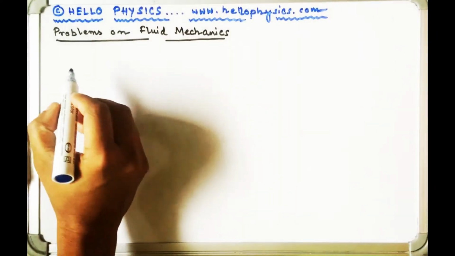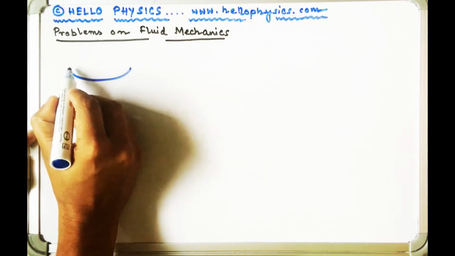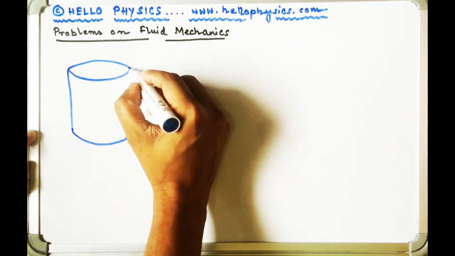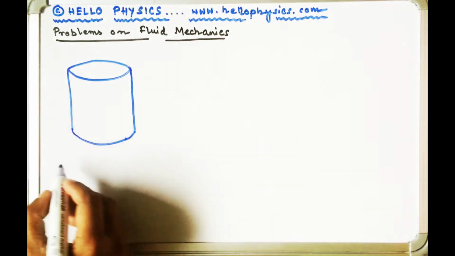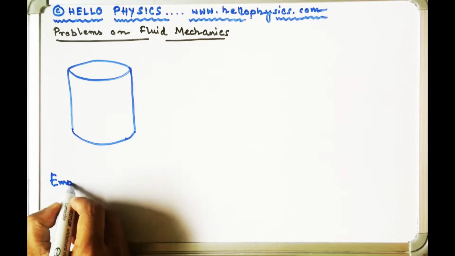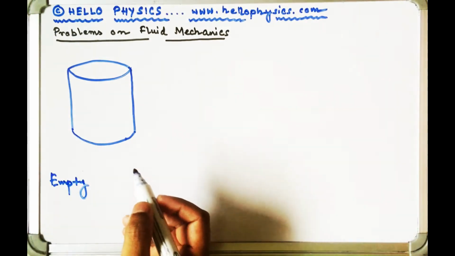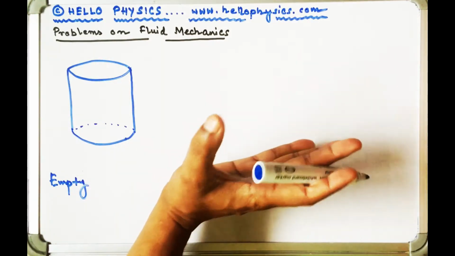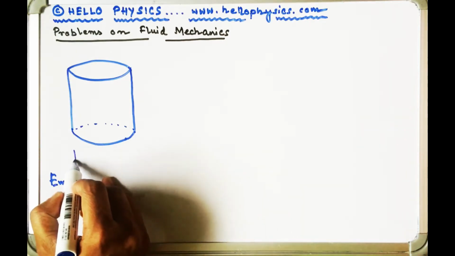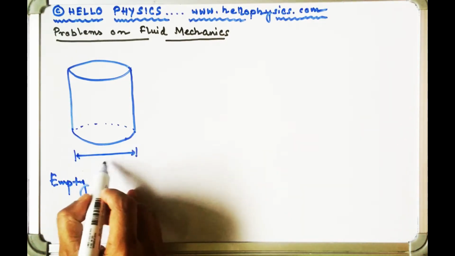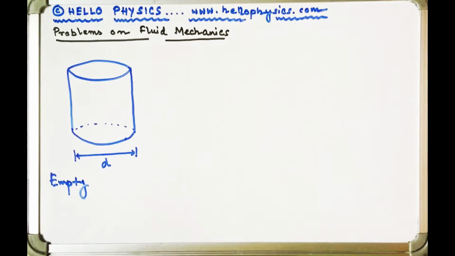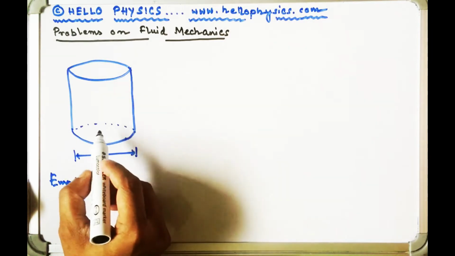In this problem, we have a cylindrical container, somewhat like this. The cylindrical container is initially empty. There is nothing inside it. Let me also give you the dimension of the cylindrical container. The base of the cylindrical container is circular, and the diameter of the base is, let's say, equal to D.